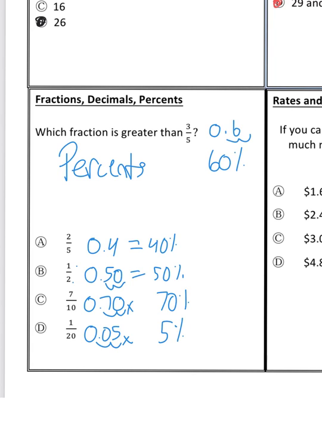Now it should be easy to see which fraction is greater than 3/5. If 3/5 is 60%, the only percent that's bigger is 70%, so it's got to be C, 7/10. So remember, change them to percents.